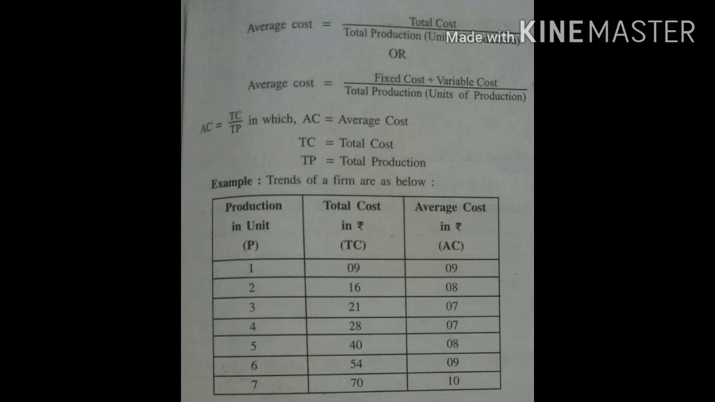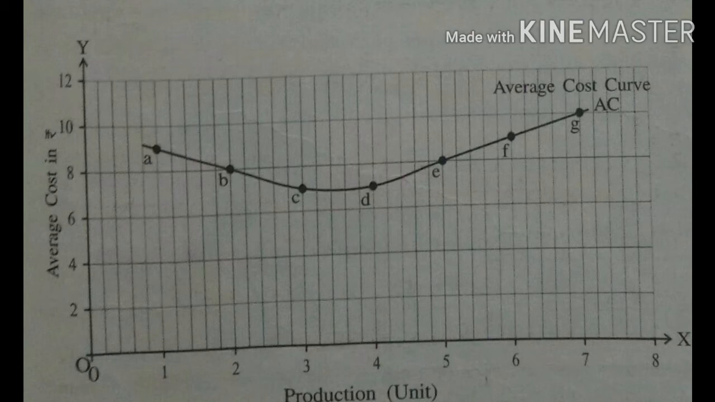So now you can see from the example that 9 divided by 1 you get 9 as average cost, 16 divided by 2 you get 8, 21 by 3 your average cost is 7, 28 by 4 your average cost is 7. Now as the level of output increases, the total cost rises, but initially the average cost falls, then remains constant and subsequently rises. If such a trend of average cost is plotted, the following diagram is obtained. X-axis shows output and y-axis average cost.